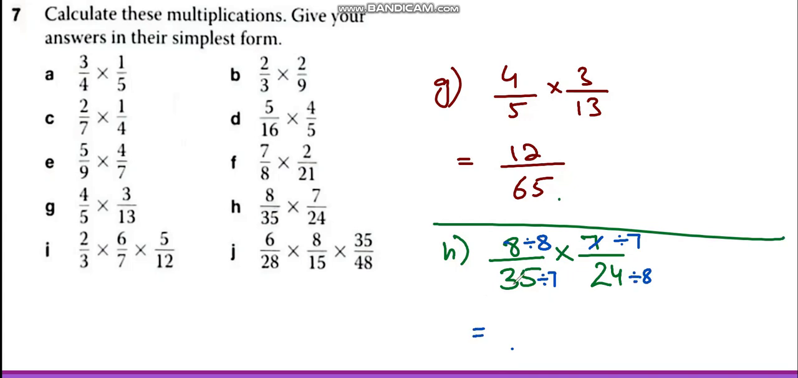So now if we divide the numerators and denominators, first of all, 8 divided by 8 is 1 and 35 divided by 7 is 5, times 7 divided by 7 is 1 and 24 divided by 8 is 3. If we multiply, we get the final answer, and the answer will be in the simplest form, which will be 1 over 15. Let's do the I part.